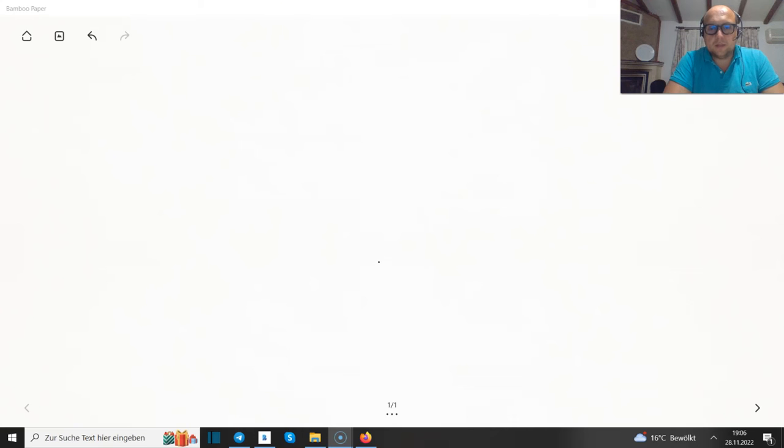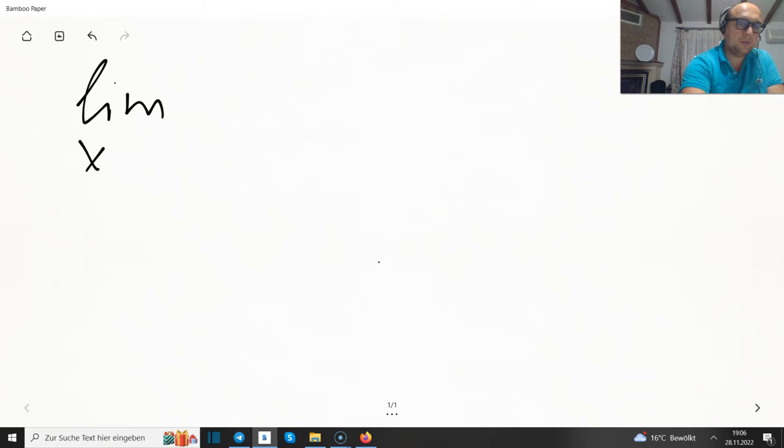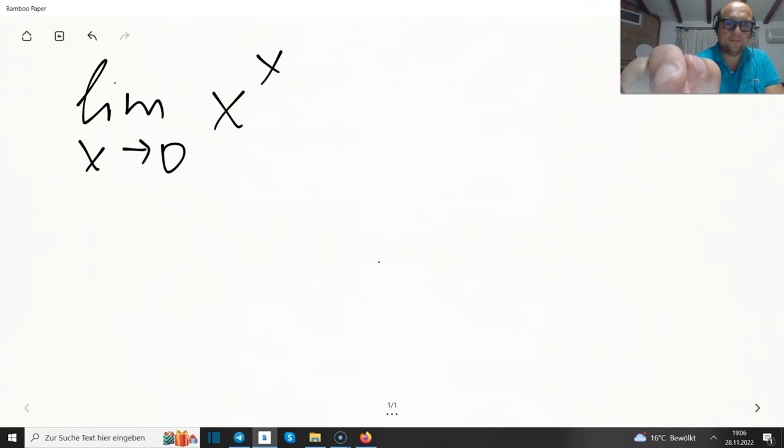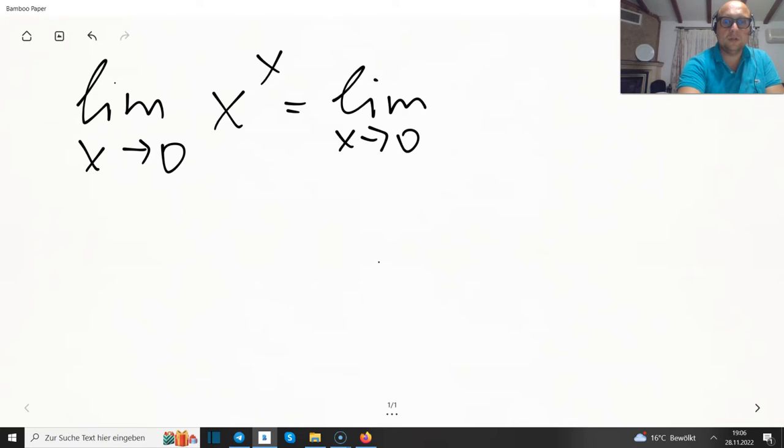Hello friends, let's do some more limits. Let's consider the limit as x tends to 0 of x to the power of x. The trick here is to rewrite it as the limit as x runs towards 0 of e to the power of ln of x to the power of x.